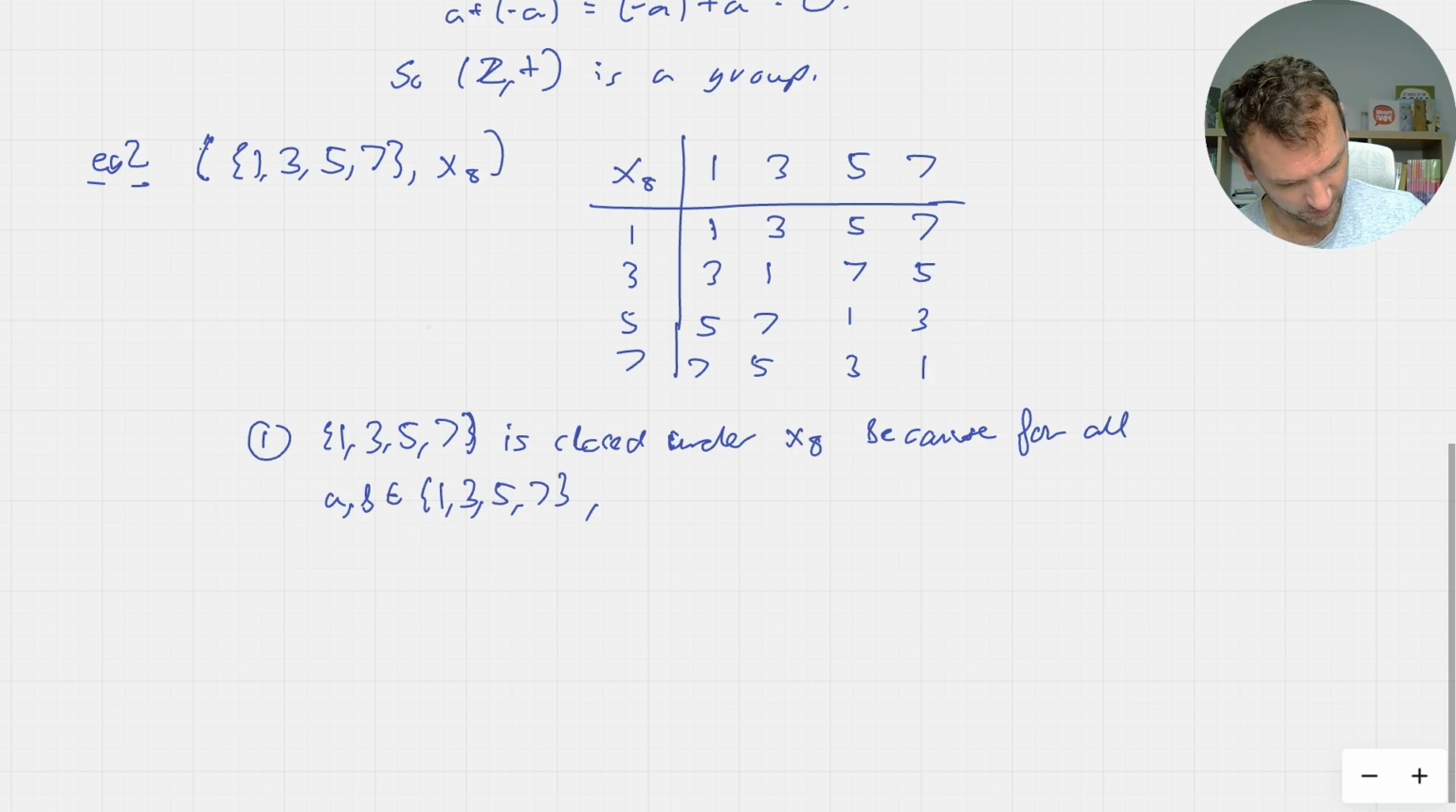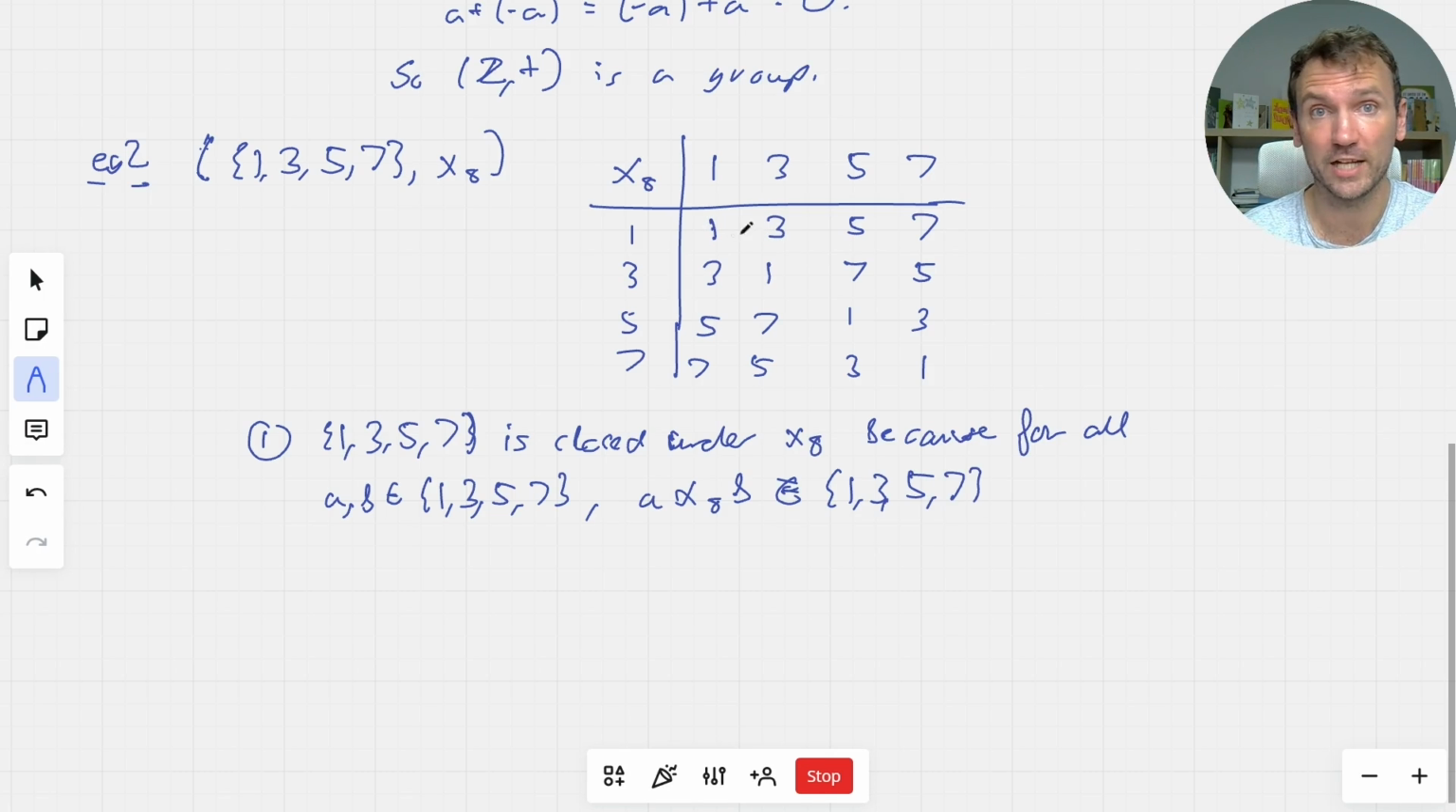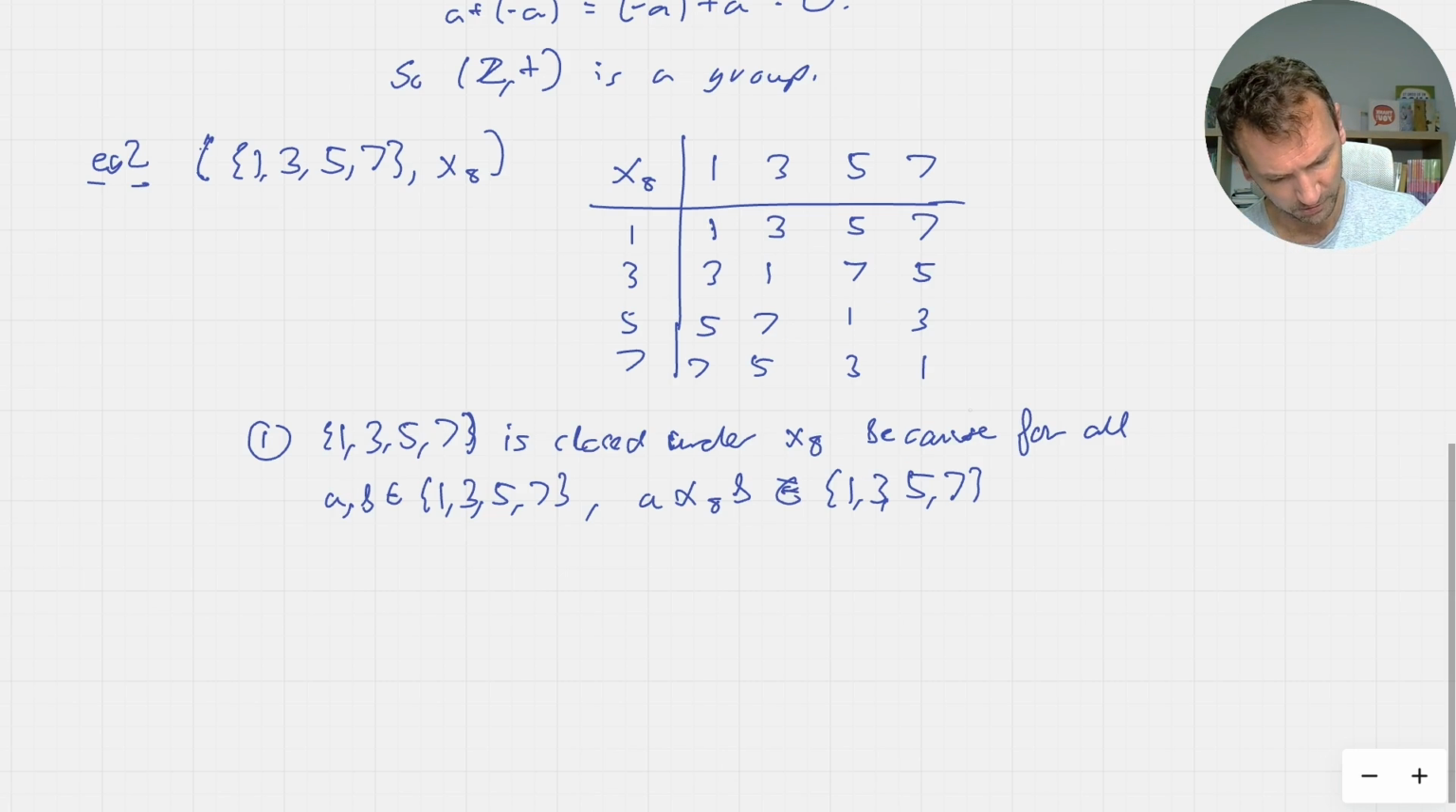we have that A times B belongs to the set {1, 3, 5, 7}, but you need your table to make that clear. Otherwise, it's not obvious you've got that. Note, if we had numbers 0, 2, 4, 6 appearing here, it wouldn't have been closed and it couldn't possibly have been a group. Second thing we want to check here then is whether it's associative.